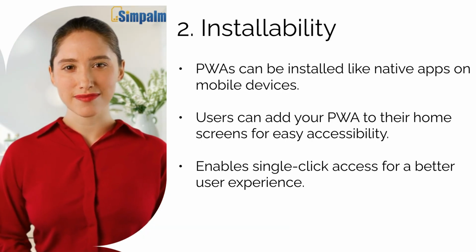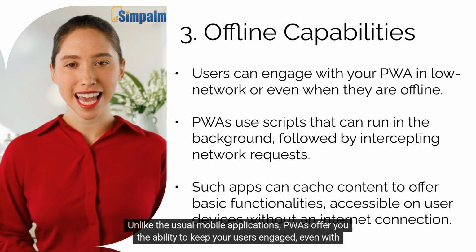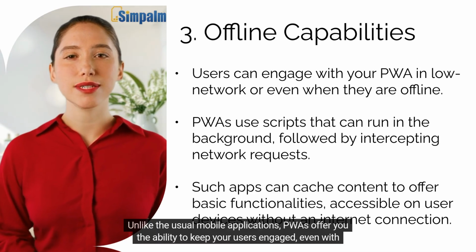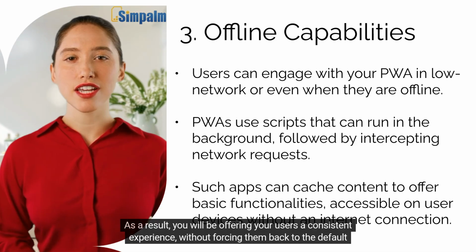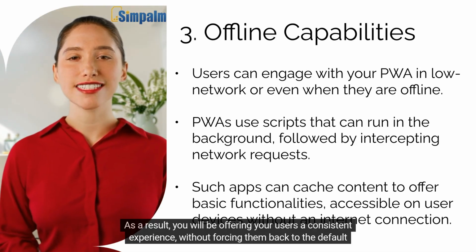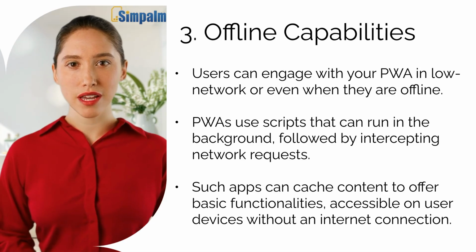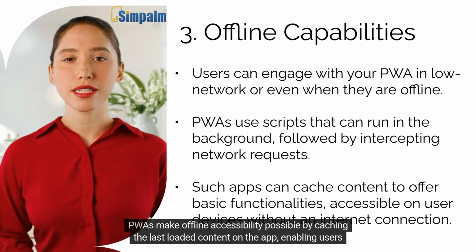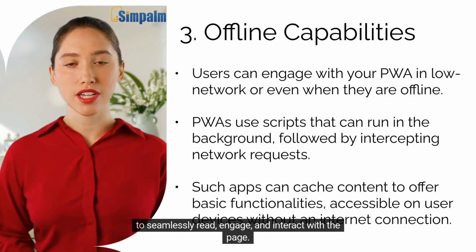Offline capabilities. Unlike the usual mobile applications, PWAs offer you the ability to keep your users engaged, even with poor internet connectivity or no network at all. As a result, you will be offering your users a consistent experience without forcing them back to the default page every time their internet slows down or stops working. PWAs make offline accessibility possible by caching the last loaded content on the app, enabling users to seamlessly read, engage, and interact with the page.